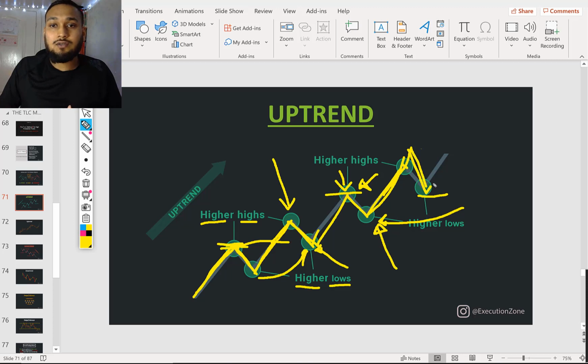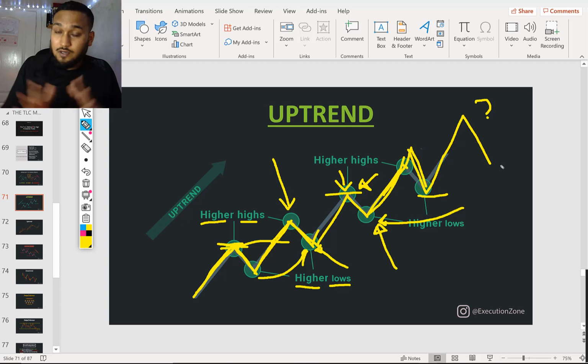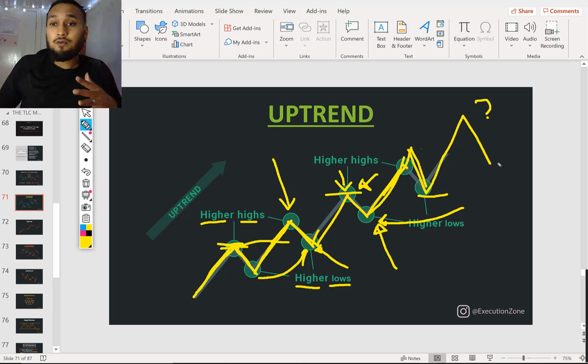So higher lows, and then what would you expect next? Just looking at this chart, a higher high, right? What would you expect next? Higher lows, right? What would you expect next? Just following this pattern, what would you expect next?